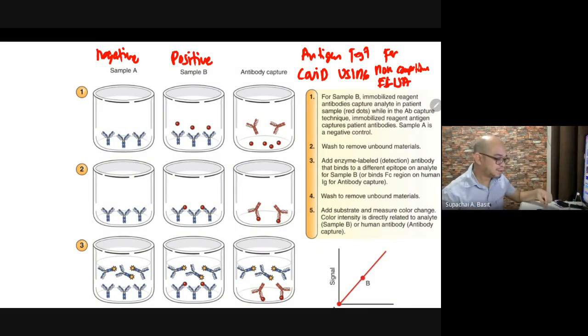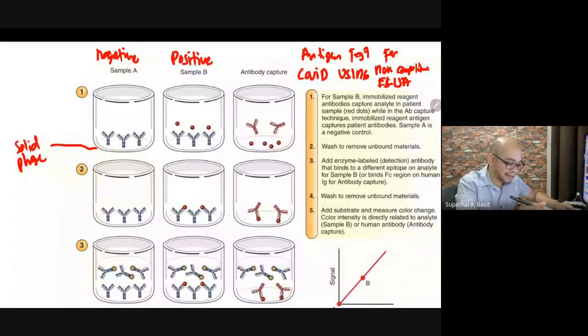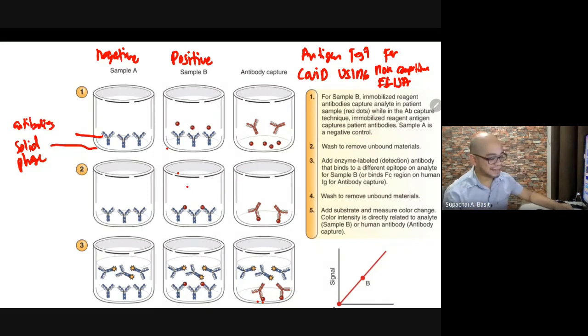Okay. So this is the solid phase. The one being placed in the solid phase is antibodies, antibodies against COVID-19. Let's say that the patient has viral proteins. What will happen for a positive patient? The viral proteins will go to the antibodies. And if the patient is negative, there are no viral proteins.